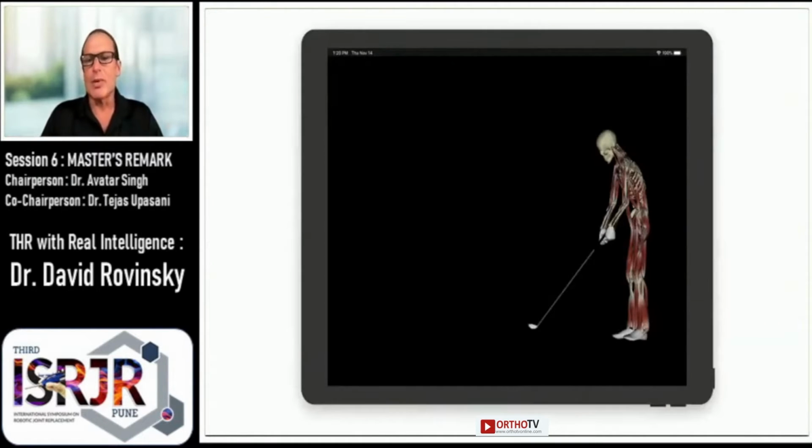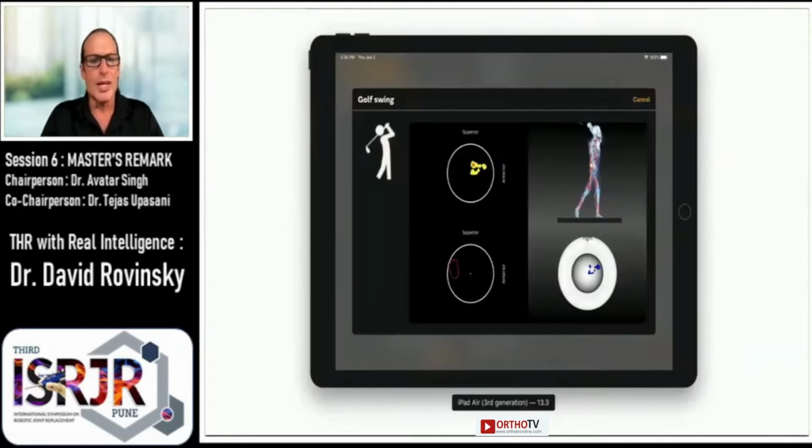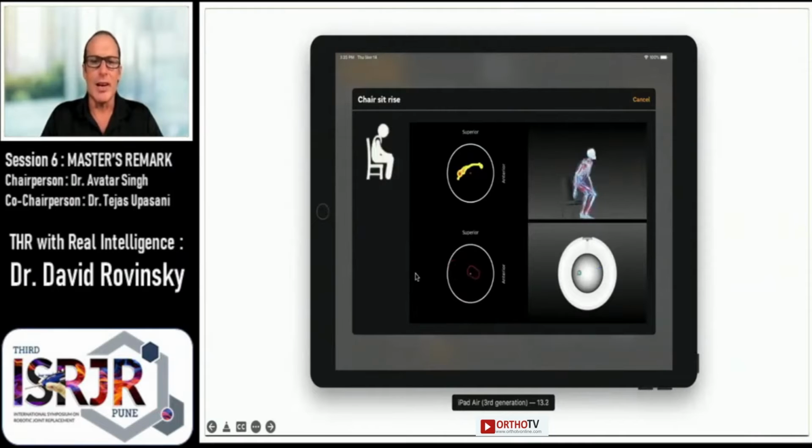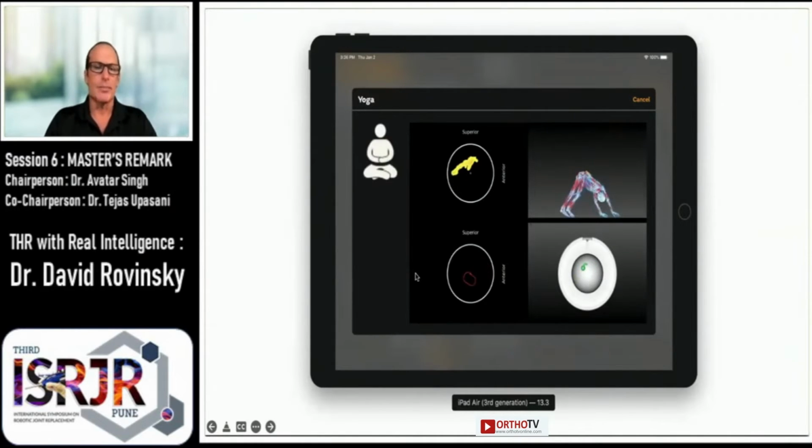And we can simulate what happens to the body because we have digitized all this information, all the joints and all the muscles. So for golf, all the way from the backswing to the follow through, and we can summate the information of the contact pressure and neck impingement. So of course we want to centralize our loading and minimize impingement. We can look at this for getting out of a chair, getting on a bicycle, reaching down to the floor, going downstairs, and even doing yoga.